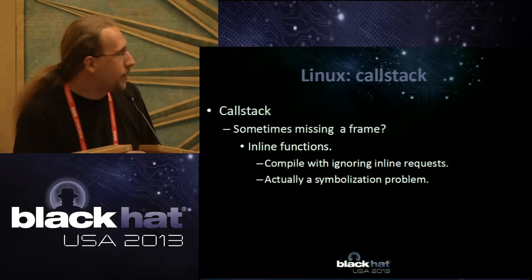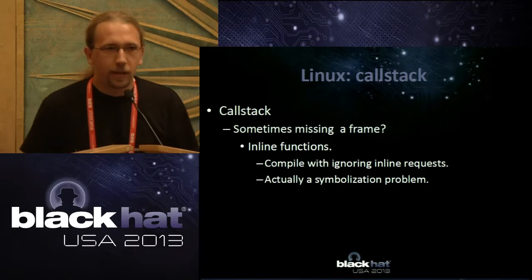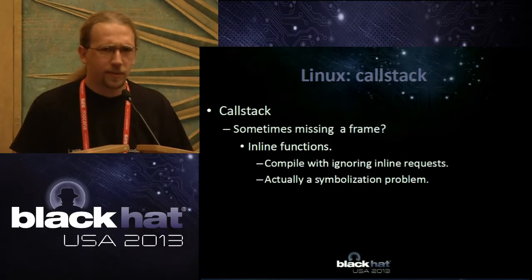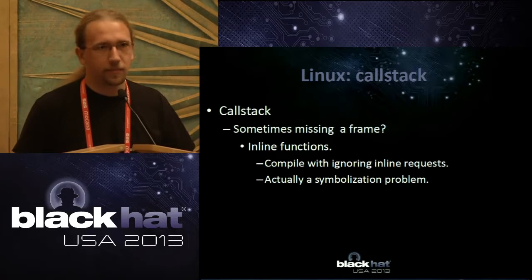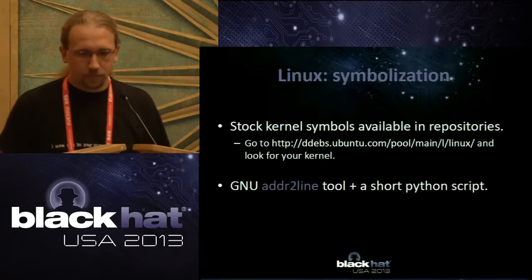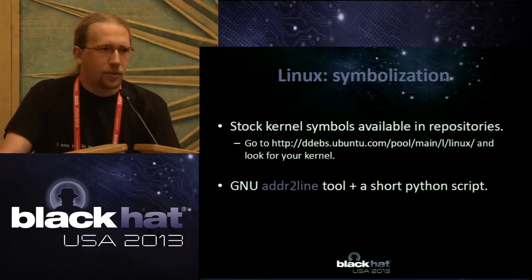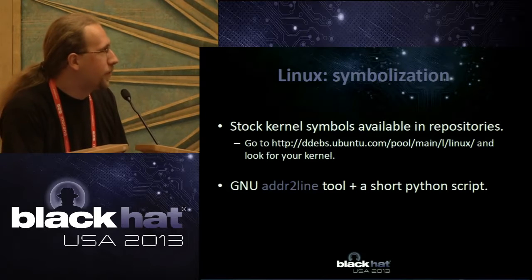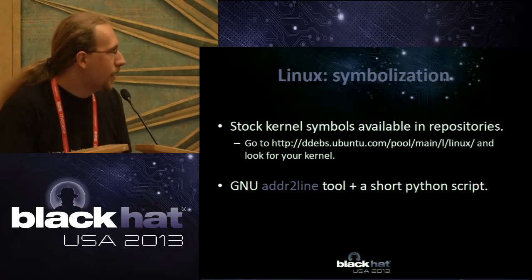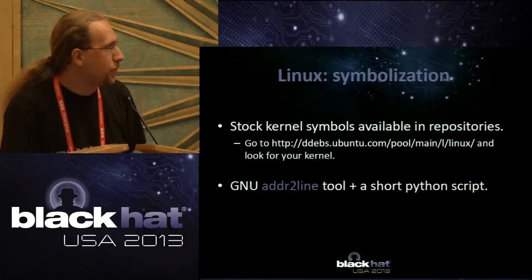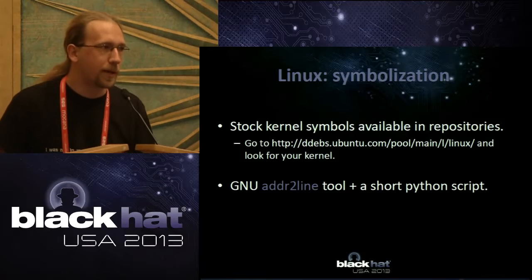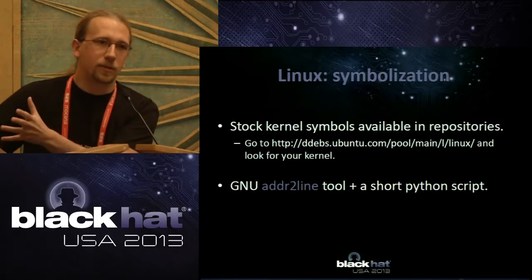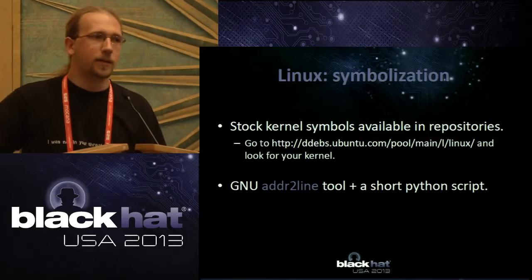Another problem were inline functions. When you compile with inline, the symbolization gets really messed up. This is easily solvable if you recompile the kernel by disabling inline altogether. Speaking of symbolization, symbolization on Linux is trivial as well. In the case of Ubuntu, you just download the symbols for your stock kernel, which we did, and there is the GNU binutils addr2line tool, for which we wrote a simple Python script to run it, and you get addresses translated to file name, line in that file, and the function name.